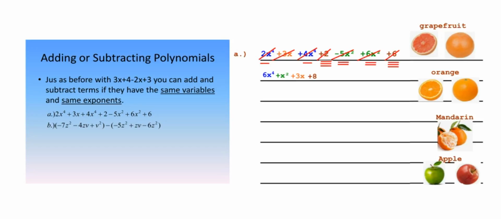That would be my final answer as far as I can tell, because I have 6 boxes of tangerines, that's the 6x to the 4th. I have a box of oranges, that's x squared. And I have 3 boxes of mandarins, 3x, and 8 apples, or just the 8. So 6x to the 4th plus x squared plus 3x plus 8 would be my final answer. Notice we have them in decreasing order.